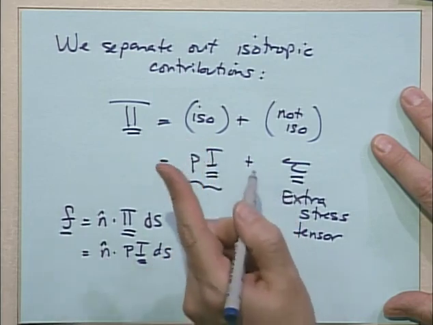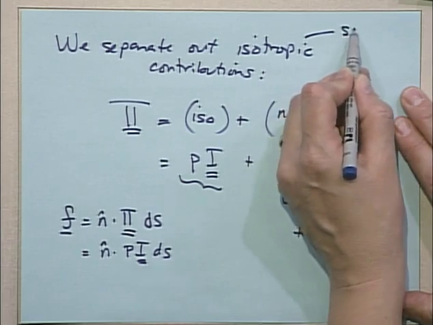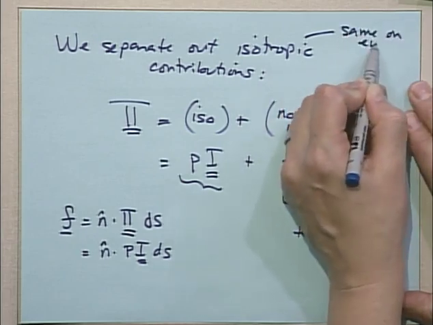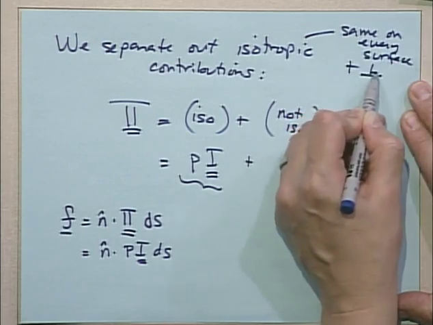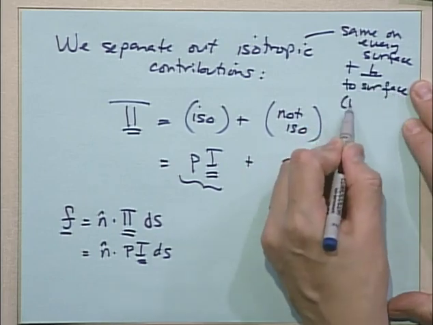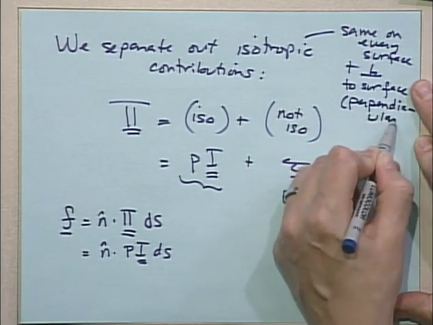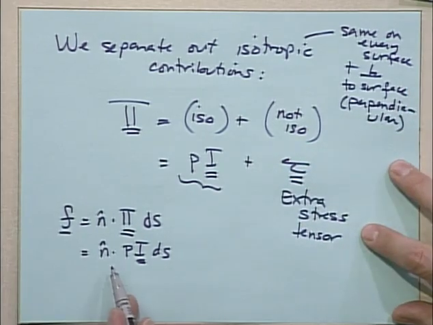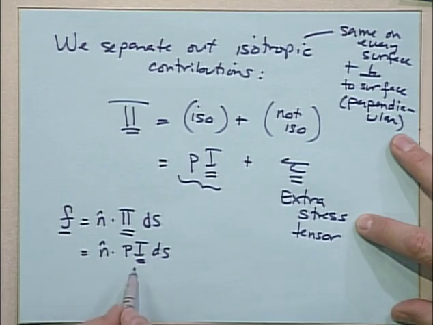So I missed one other thing. Isotropic is the same on every surface and perpendicular to the surface. That's what I'm going to get here. I'm going to get a vector that's perpendicular to the surface, meaning parallel to n, and independent of what n is. I'm not going to have to say what n is to get the result.